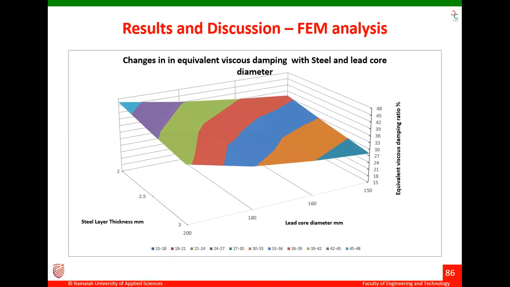This graph shows the damping ratio, or equivalent viscous damping ratio, of the different lead rubber bearings with variation in steel layer thickness and lead core diameter. A steel plate thickness of 2 mm and lead core diameter of 200 mm has the highest viscous damping ratio, 45 to 48%.